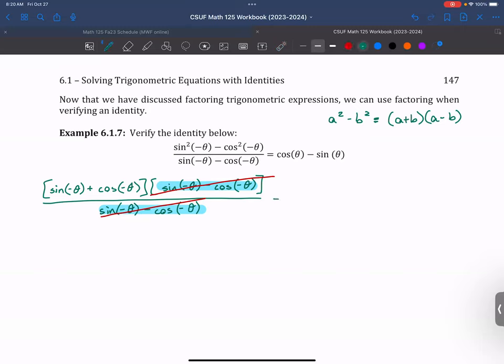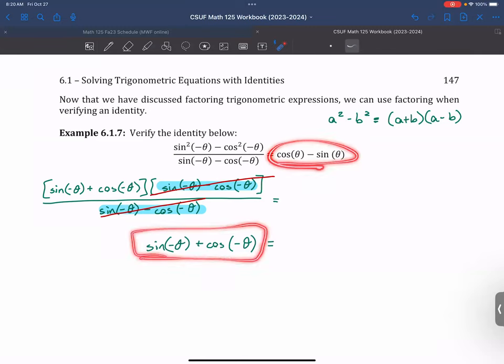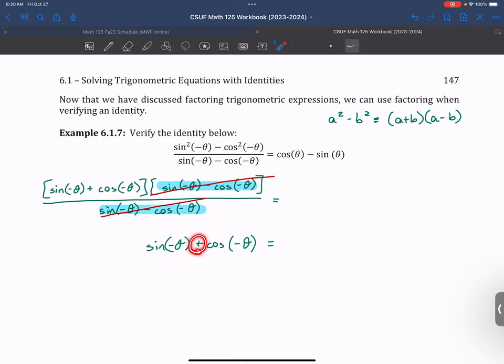Okay, and then we rewrite what we have on the left side now. We have sine of negative theta plus cosine of negative theta. It almost looks like the right side, except there are some issues. First of all, this is a plus in the middle and we have a minus in the middle here. But then also these are negative thetas and we want positive thetas. So we need to convert those negative thetas to positive thetas. And how we will do that is, I guess we should make a note of what we did here. From here to here, we factored, just for your notes, so you know what you did when you look at it later.